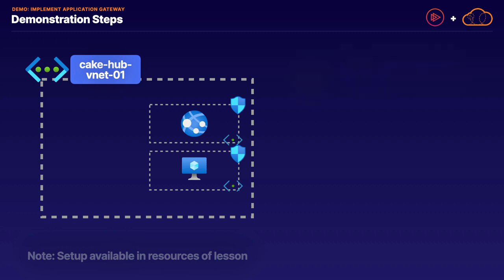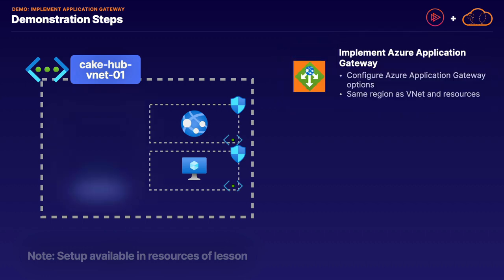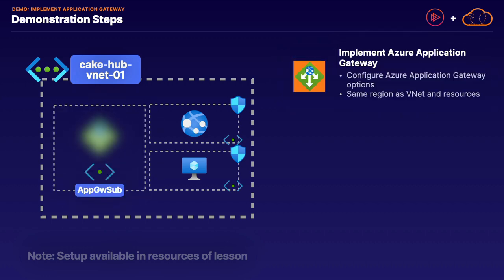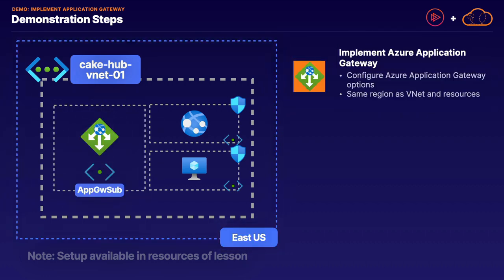The very first step that we'll go through as part of this demo is implementing our Azure Application Gateway by configuring the Azure Application Gateway with a purpose-built subnet using the suggested and recommended CIDR for Microsoft. And in our case, we'll select that once we get into the configuration details. We're also going to make sure it's inside the same region as the VNet and the resources it contains so that it can be associated with that virtual network.